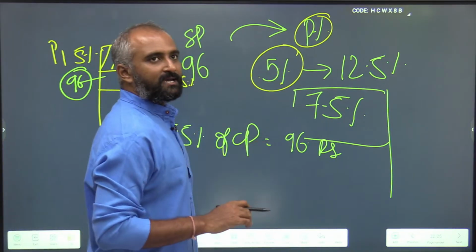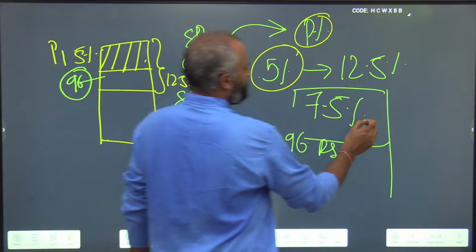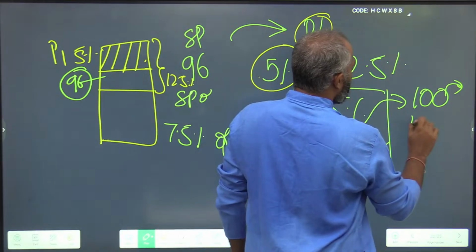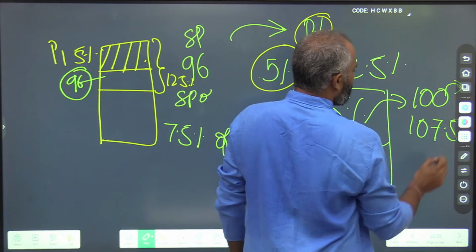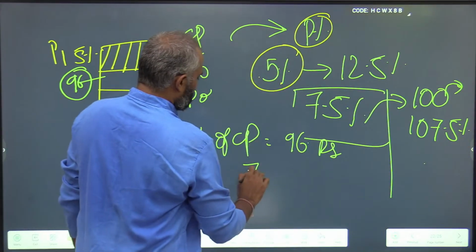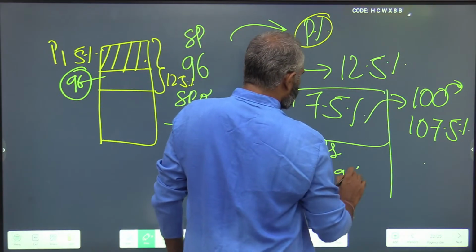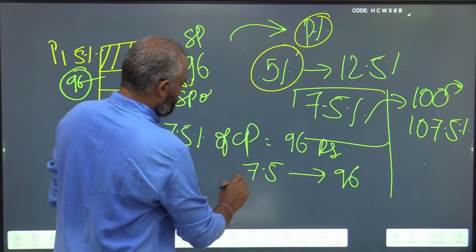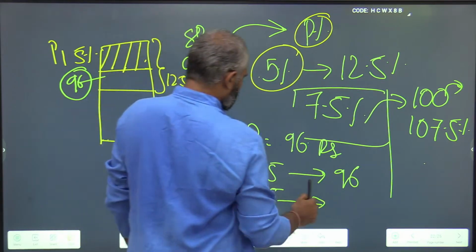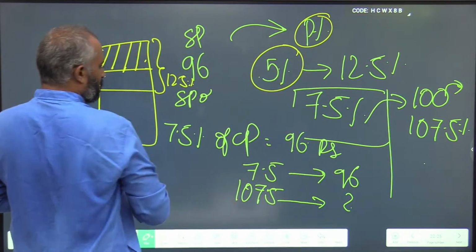Now, what is he asking us? He is asking us for the SP for a profit of 7.5%. That means, if 100 is the cost price, he is asking us the value of 107.5%. If 7.5% is 96, what is 107.5%?